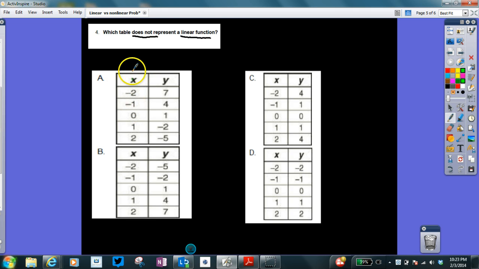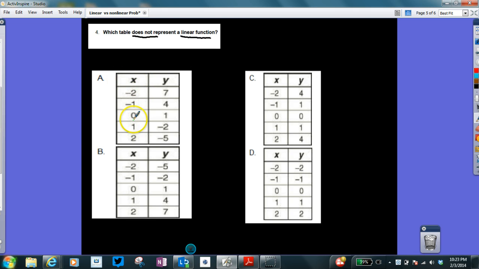All right, so let's look at the first one here. My rate of change of the x, my domain here, from -2 to -1, I have plus 1. -1 to 0, plus 1, stays the same. 0 to 1, plus 1. 1 to 2, plus 1.